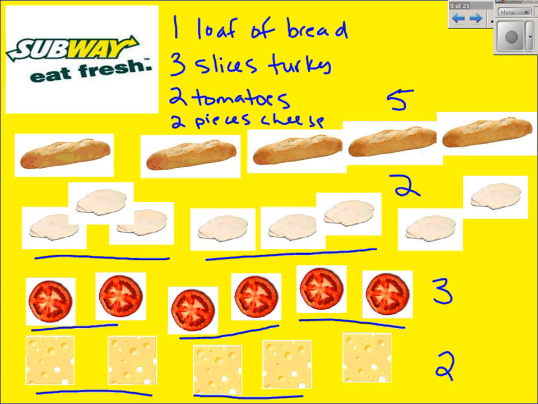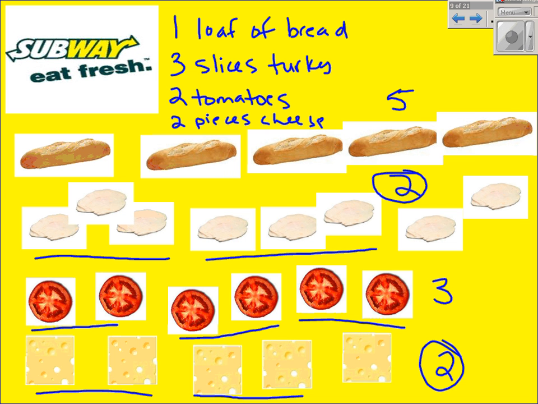Now notice, you can make different amounts of sandwiches based on different ingredients. But if you actually have a customer come in, how many full complete sandwiches are you going to be able to make? Since the maximum amount that we can have is based on the lowest amount, you can only make 2 sandwiches based on the turkey and the cheese.